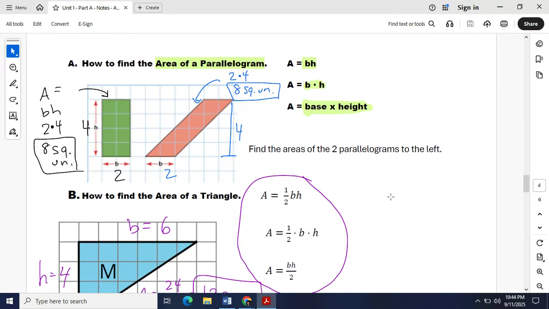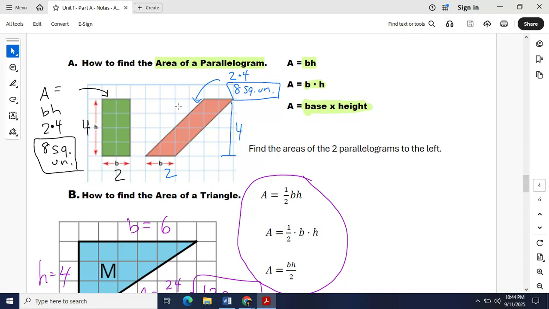Now, how to find the area of a parallelogram? So what I would do is identify the base and the height, and I counted. The base is 2 units, the height is 4 units. I wrote the formula A equals BH. Base times height is 2 times 4, so the area is 8 square units.